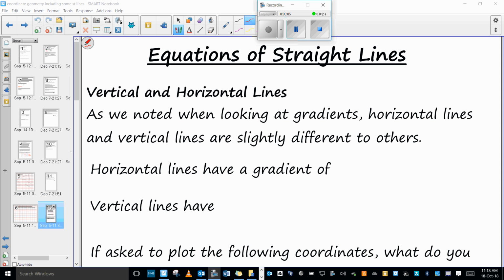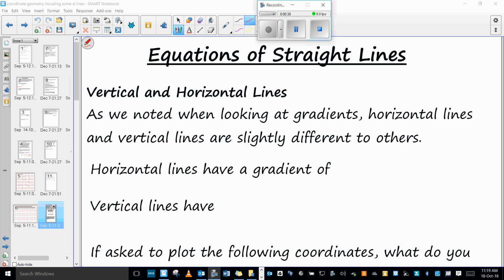Forget about these as soon as we move on to other kinds of straight lines, but please don't. So, when we looked at gradients, horizontal lines and vertical lines are slightly special. We don't generally look at their gradients as much. Horizontal lines have what kind of gradient? What's the gradient of a horizontal line? 0. It doesn't rise up. It doesn't rise at all, and it runs a lot.